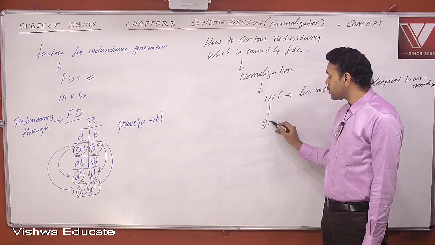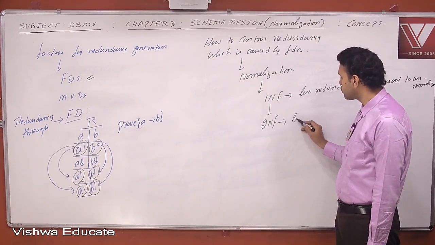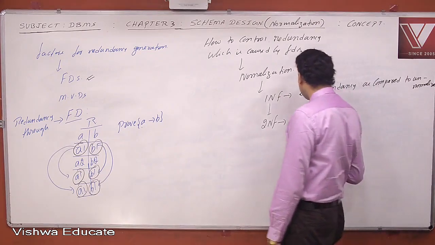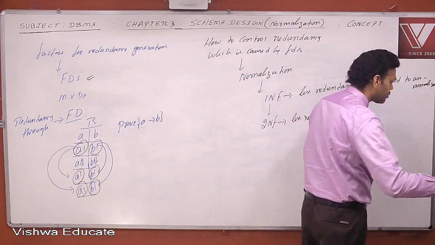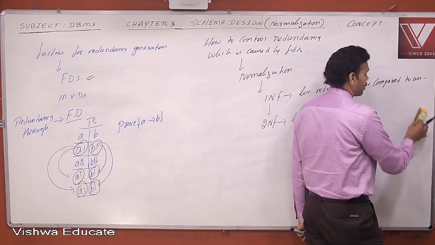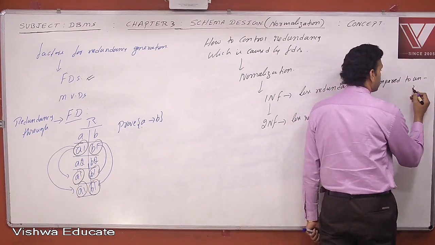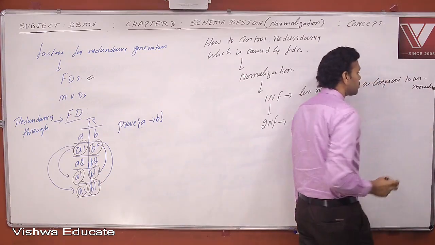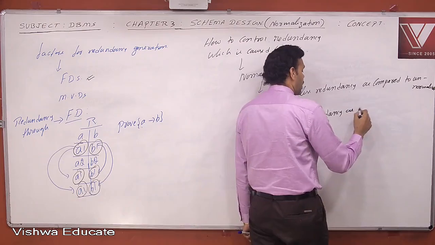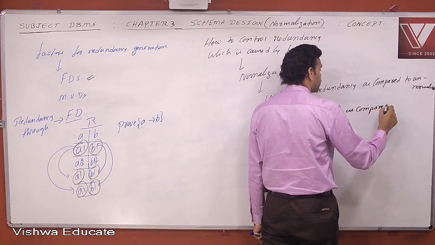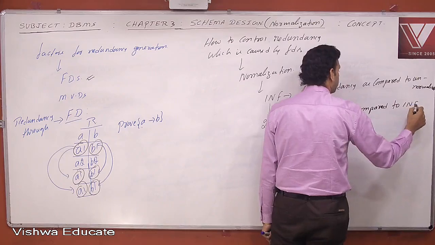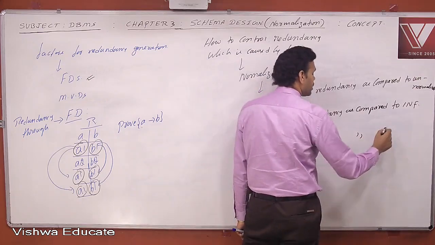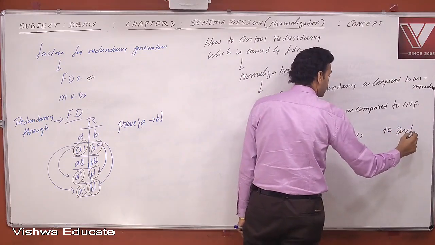So still you can reduce redundancy in second normal form, less redundancy as compared to 1NF. Third normal form, less redundancy as compared to 2NF.